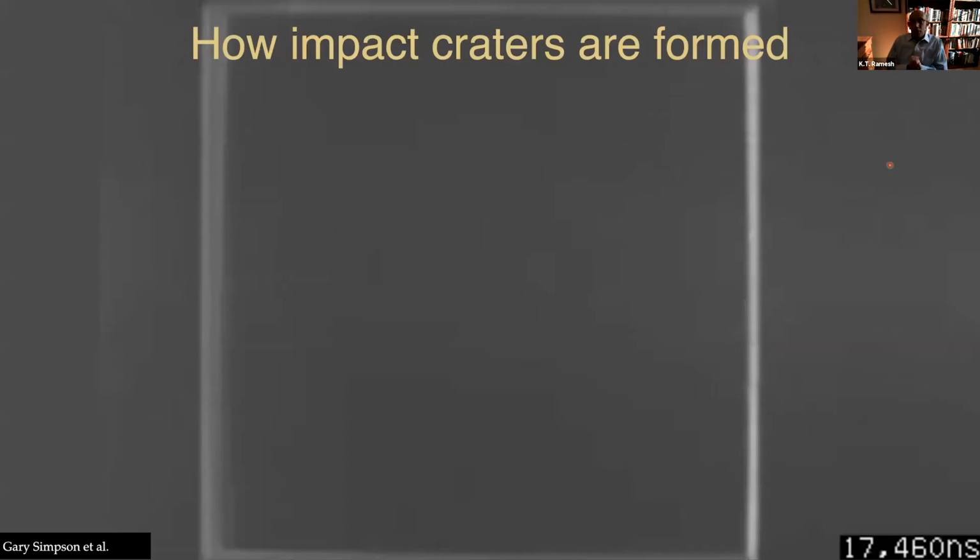Let's skip the movie. Let's just walk through this movie of how impact craters are formed. This was a movie actually made by Gary Simpson, who's your quasi-TA on this call. This is a movie where an impactor is going to come in from the right. It's impacting a transparent material, glass actually. You're taking pictures, these are nanoseconds here, so you're taking pictures in the microsecond kind of domain. Here comes the impactor, generating the impact.